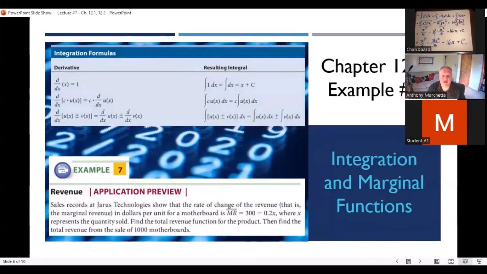So for example, if you have the marginal revenue and you'd like to know what that original revenue was, you can find it if you integrate it. So when you integrate a margin, you get back to the original function because a margin is just a derivative.